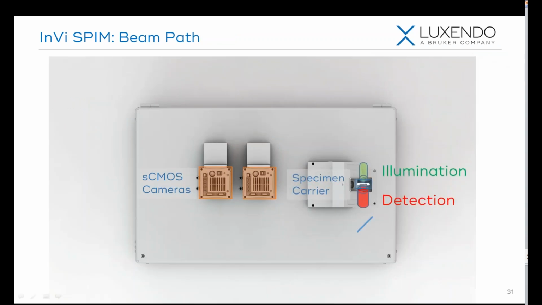Similar to the multi-view system, we are going to use two scientific CMOS cameras. However, these cameras are no longer specific to each imaging arm. And in fact, what we can do with the two cameras is perform spectral separation of our emission channels, allowing us to see multiple colors at the same time.